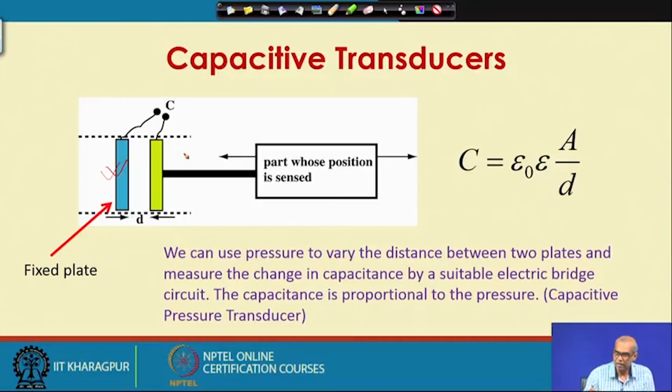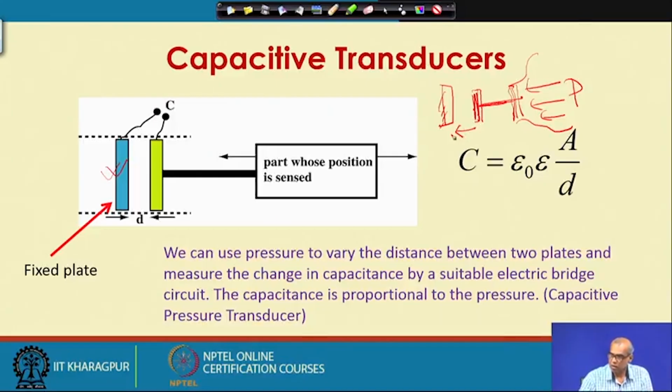So, that can be done. Let us say this is my fixed plate and this is the movable plate, connected to a diaphragm like this, and here I apply fluid pressure. As I apply pressure onto this diaphragm surface, a force will be developed. That force will be transmitted by this connecting rod and that will cause this movable plate to change its position.